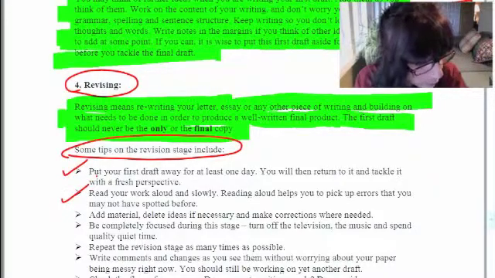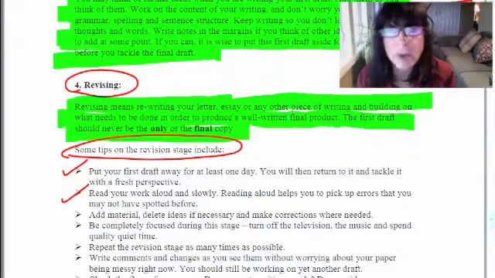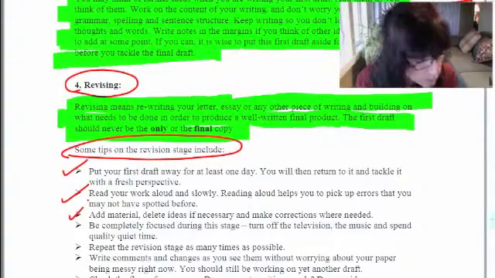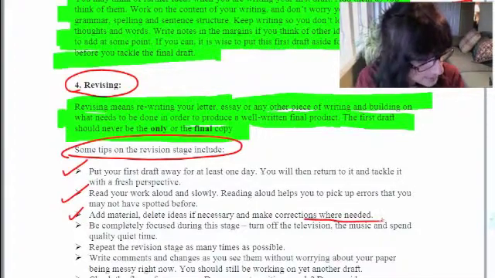Then the next pointer is you could read your work aloud and very slowly. I tell students when they read aloud, and I know myself when I do this, it really helps you to pick up errors that you maybe didn't spot before. So go to a private spot in your house, in your apartment, wherever you live, and find a quiet place and read your work out loud. Then you could add material, or you might say, oh, I don't like this idea. This idea doesn't fit in here. This isn't necessary. This doesn't make sense, and make your corrections where necessary.